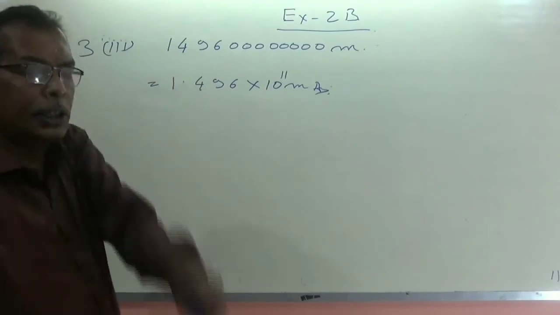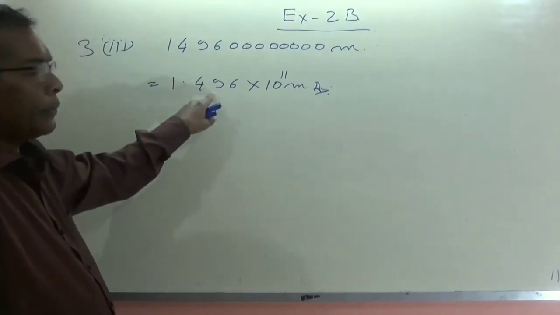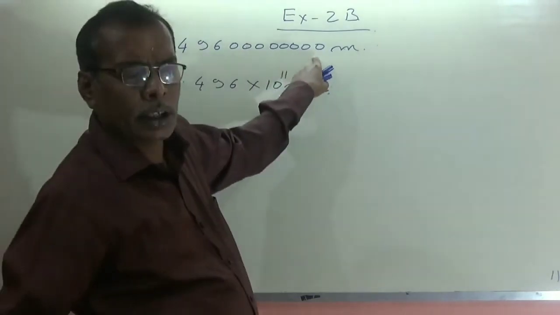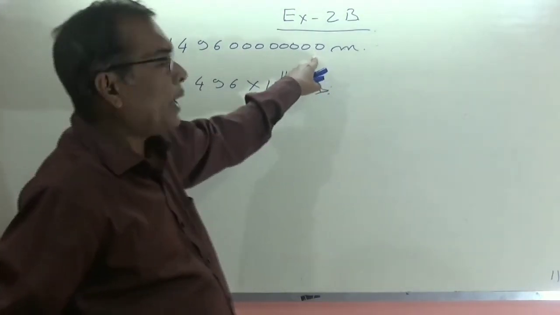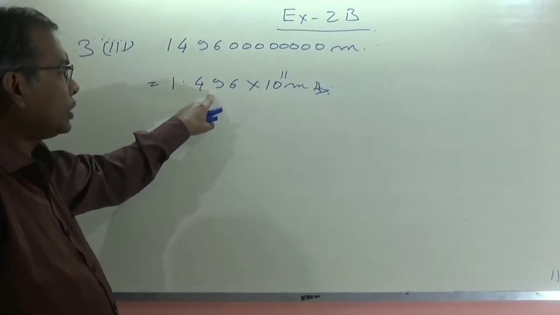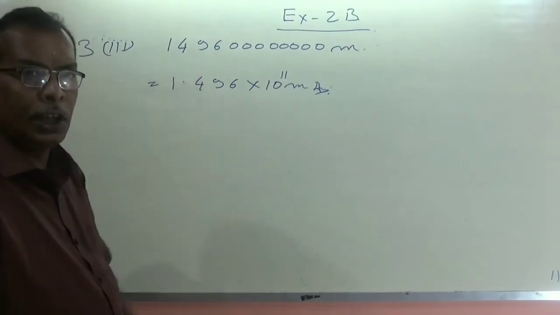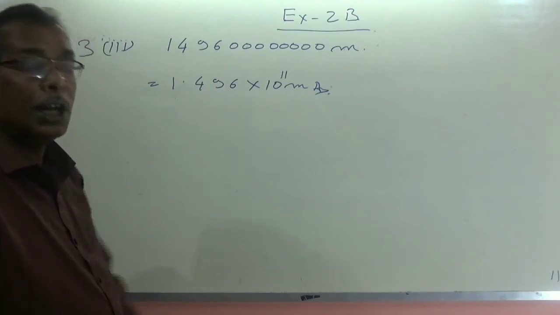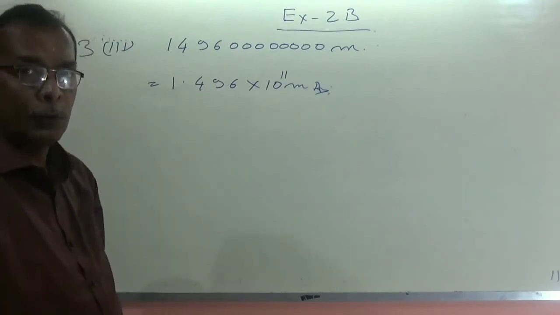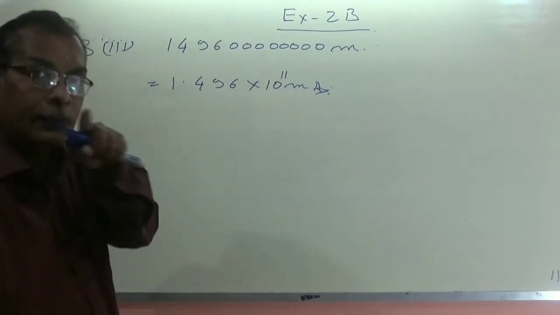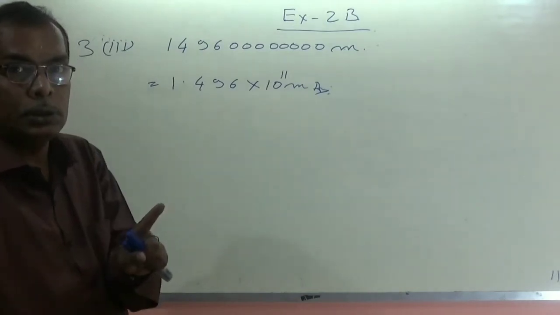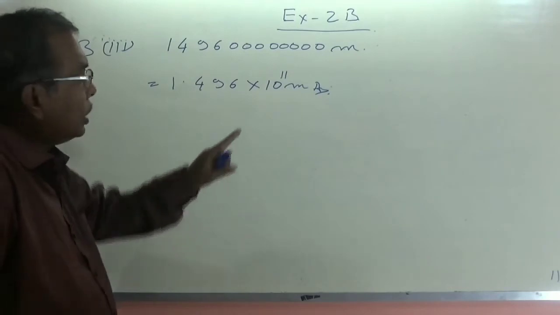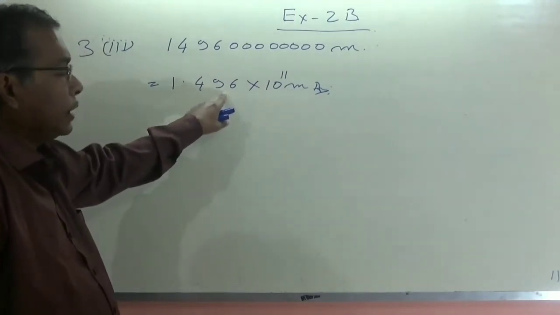Now I think it is clear why standard form is required, because learning this number is a little bit difficult. In spite of that, suppose one says the distance between Earth and Sun is 1.496 into 10 to the power 11 meter, I think this is much more comfortable. That's why standard form was developed. Okay? So this way you can change a number into standard form.